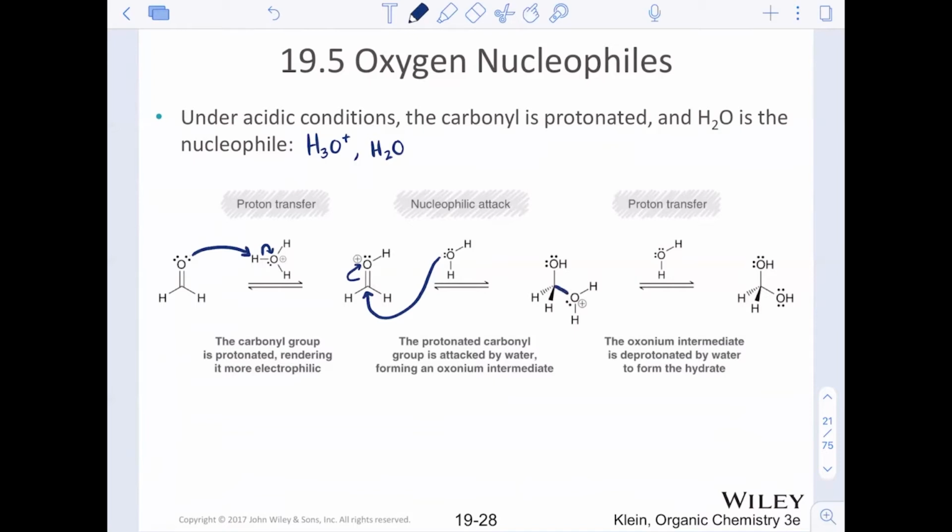That creates that new carbon-oxygen bond, and then we'll use a second water to deprotonate our oxygen to form the hydrate. That last proton transfer also forms H3O+, which is why this is acid catalyzed, right? We use acid in the beginning, we reform acid at the end.